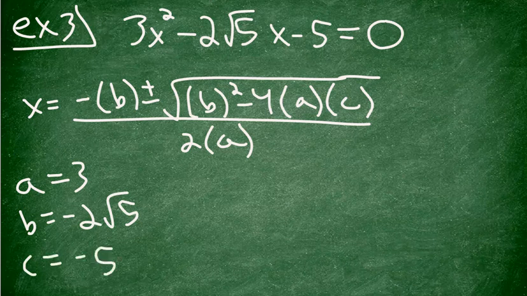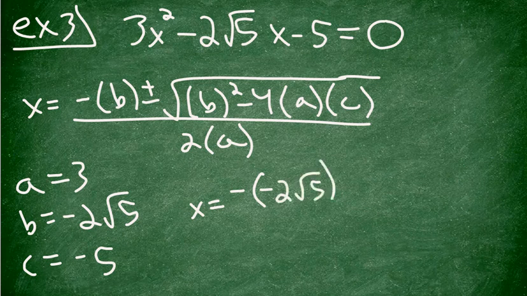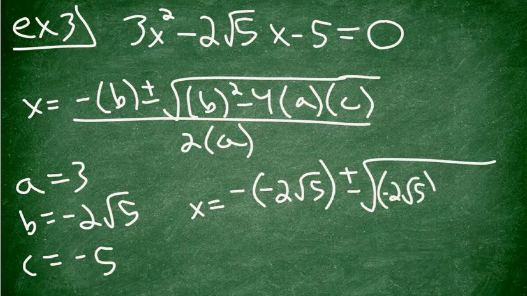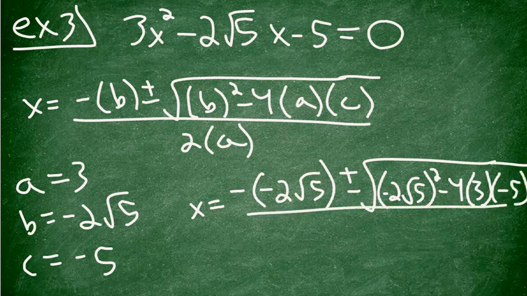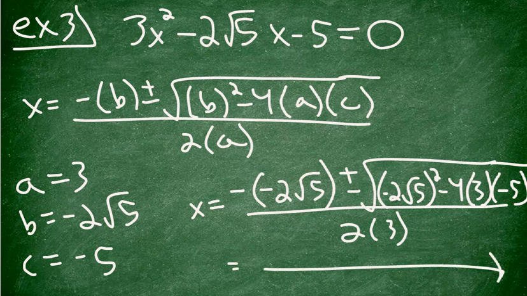Okay, so let's continue this. We'll have negative b, but notice that b itself is already negative, so we have a negative negative 2 root 5, plus or minus the square root of b squared minus 4ac, all over 2a. If we continue on the next page, I'm going to simplify what's known as the discriminant, the piece under the square root, first. Negative squared is positive, 2 squared is 4, and root 5 squared is 5. So I have positive 4 times 5, which is 20.